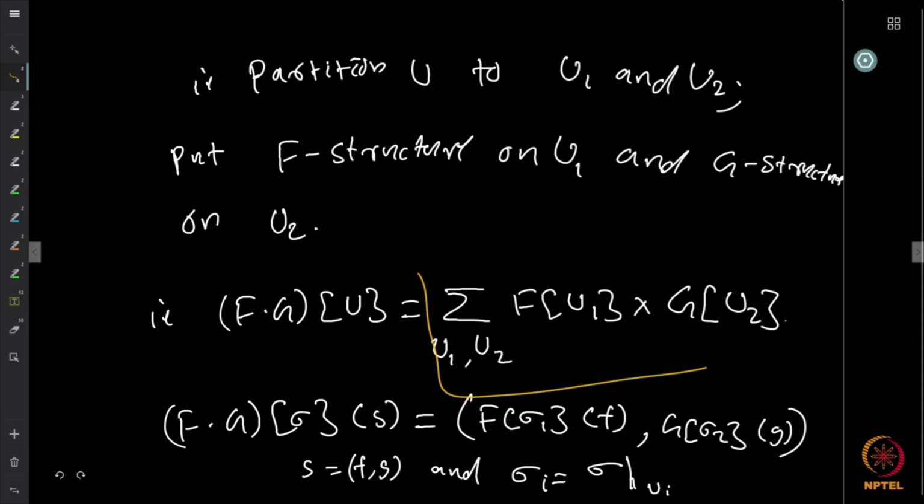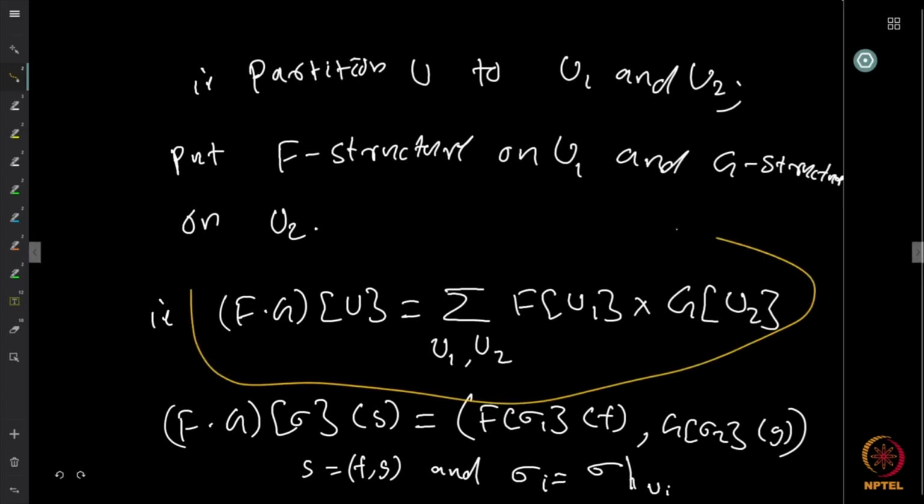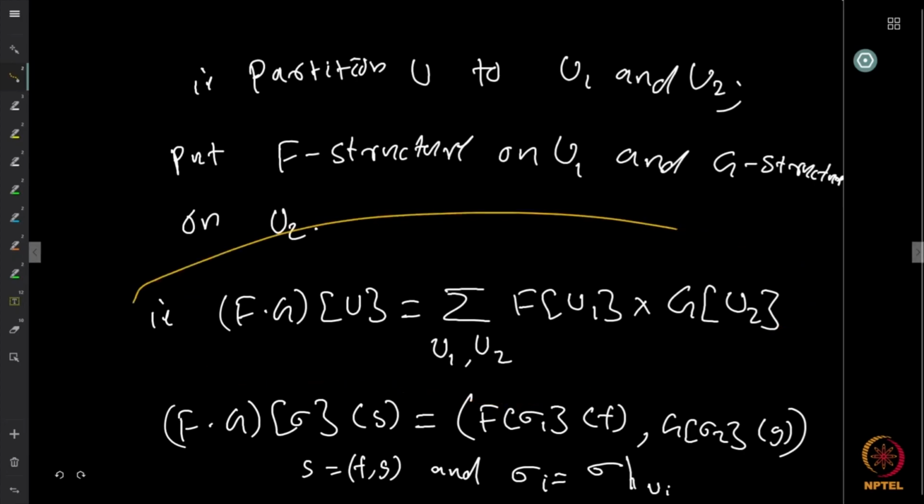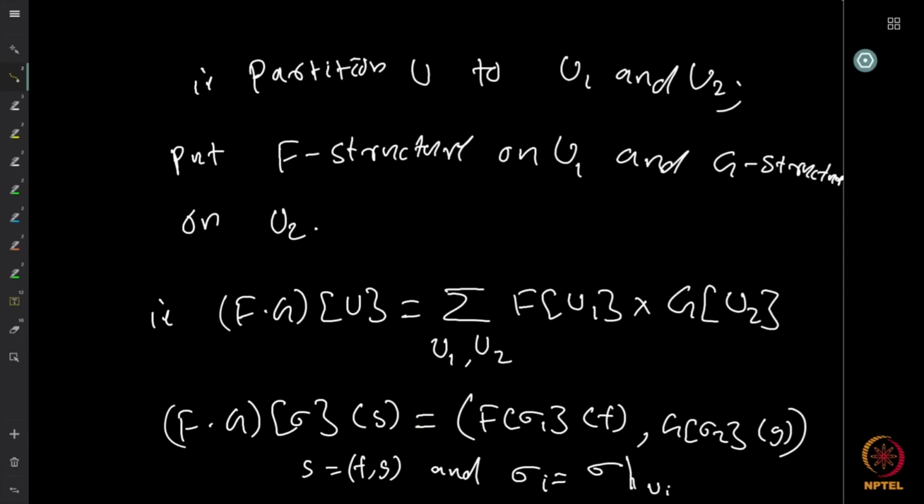And sum over all these U1, U2, right, which are basically partitions of U into two sets. And that should give you the species F dot G, right? And what happens to a permutation sigma, or a bijection sigma? The bijection sigma is taken by F dot G, the product, right? The transport of sigma under this product is basically what happens to an element S, an object of type F dot G.